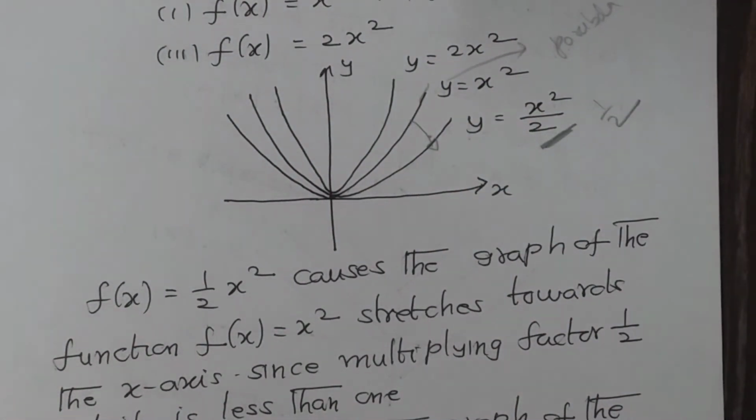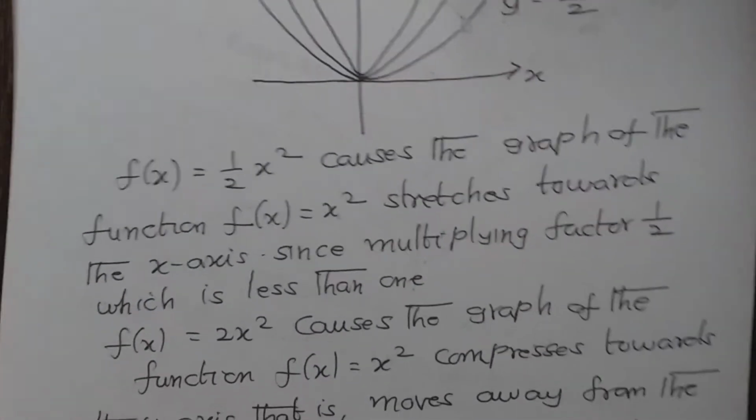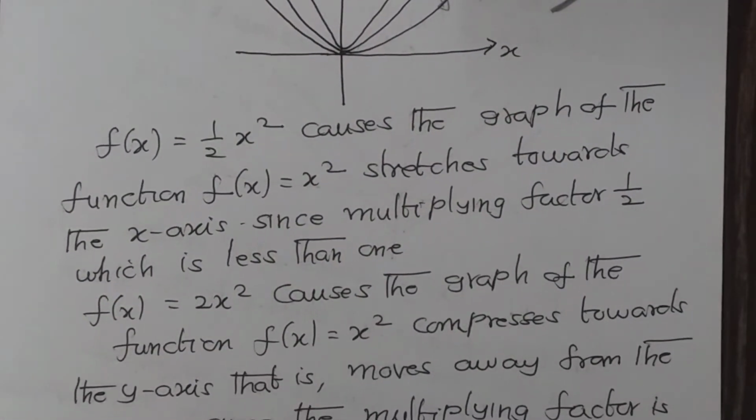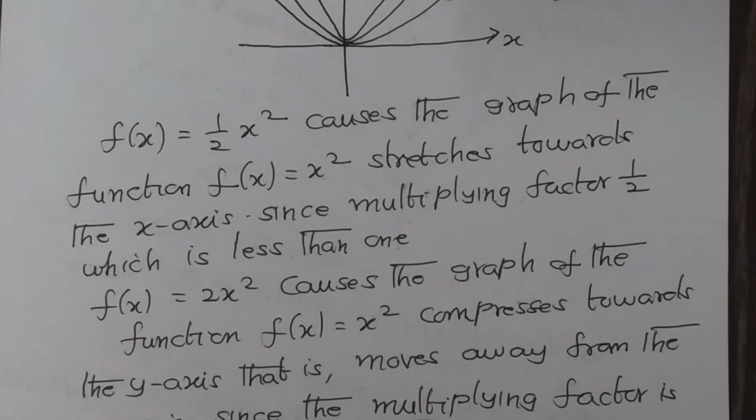Next one, f of x is equal to 2x square. What will it do? It causes the graph of the function x square to compress towards the y-axis. But you can also say it moves away from the x-axis. Both are the same. Moves away from the x-axis, or compresses towards the y-axis, because the multiplication factor is 2, which is greater than 1. If it is above 1, it moves away from the x-axis. If it is below 1, it comes towards the x-axis.